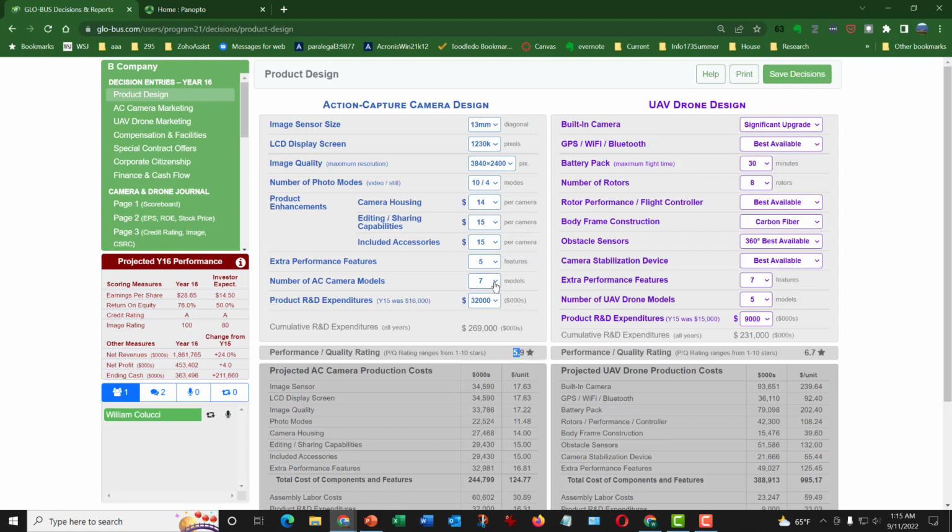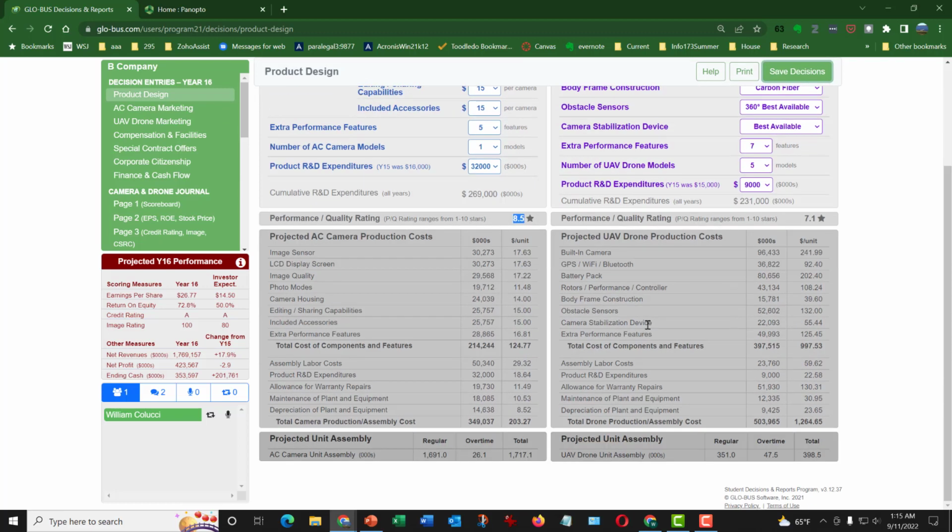So what you may want to do is lower that. If you do, then your PQ will increase, and probably your productivity will increase quite a bit as well. So what you would do is look at the projected unit assembly, and as you can see, with one camera here, you have a total of 1,700 cameras that can be assembled.